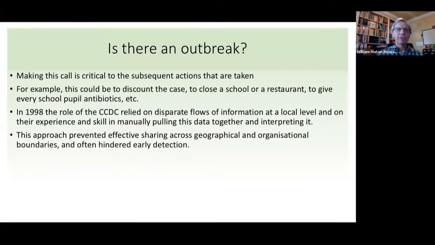A key part of this frontline role is for the CCDCs to identify outbreaks, to assess risk, and to implement interventions. Making this call of when there is an outbreak is a very critical decision. For example, this could be to discount the case or to close a school or a hospital or a ward in a hospital or a restaurant.